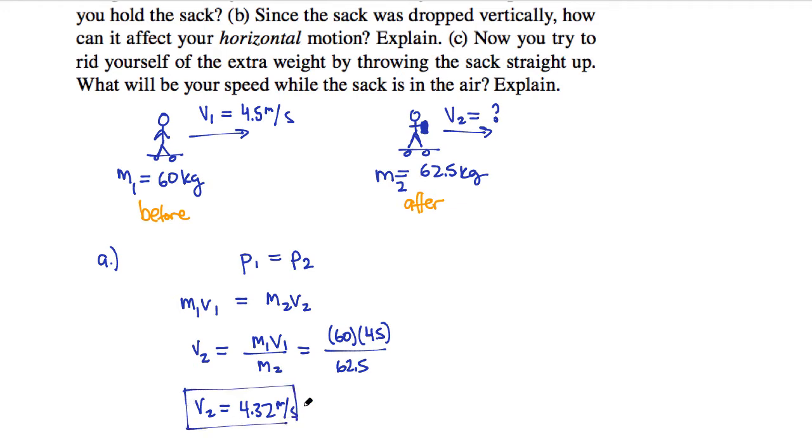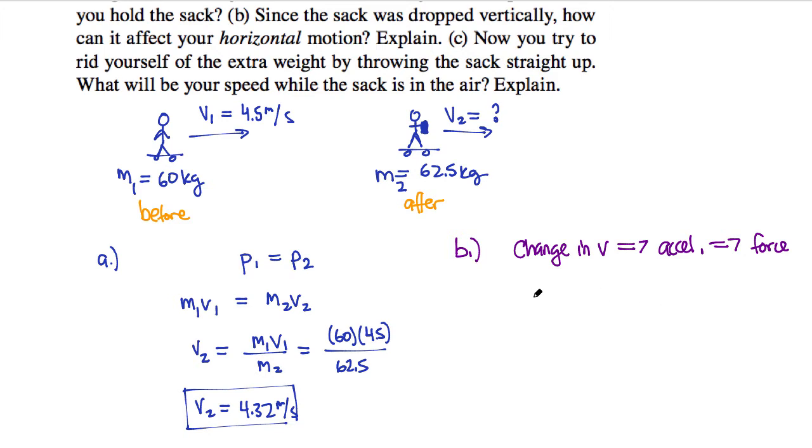Okay. So since the sack was dropped vertically, how does this actually affect my horizontal motion? This is actually a really interesting question, right? Because typically we think in order for there to be an acceleration, so in order to have a change in velocity, I must have a force, right? So a change in velocity implies that there is an acceleration, which means that there had to be a force. Well, how does this end up working?